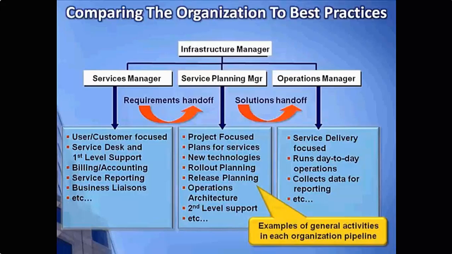Those functions are shown here, where I have a services manager, a services planning manager, and an operations manager. You probably think of these in terms of their general functions. At a minimum, this organization pipeline includes functions that handle service management. This is on the service manager side. They handle service management, communications out to the business, identifying new business service requirements, and reporting on services.